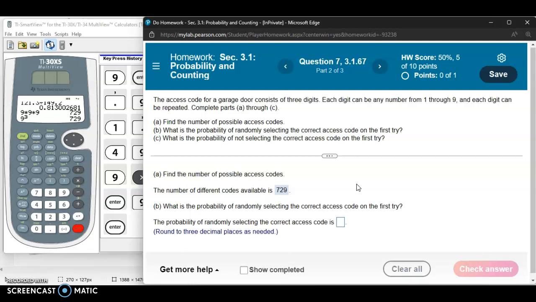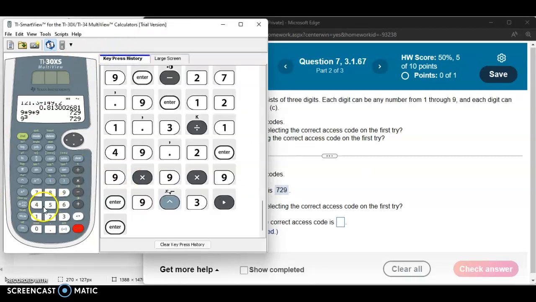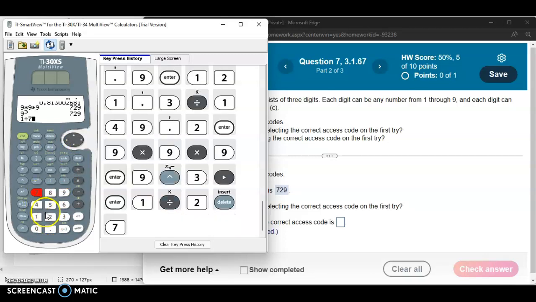Part B says, what is the probability of randomly selecting the correct access code on the first try? So if you're just randomly picking digits to try to break the code, you have one possibility, so one chance of breaking the code, out of the 729 codes that are possible. So we have 1 try, so in the numerator we have 1. And then in the denominator, we have the total number of codes that are possible, which is 729. So we're literally going to do 1 divided by 729.